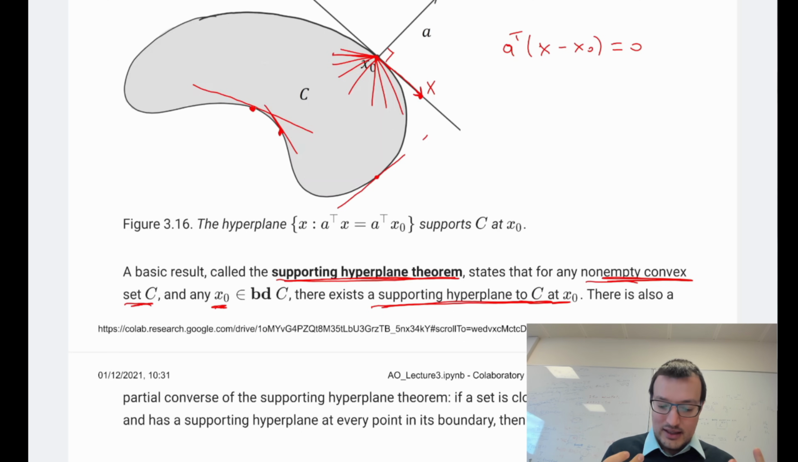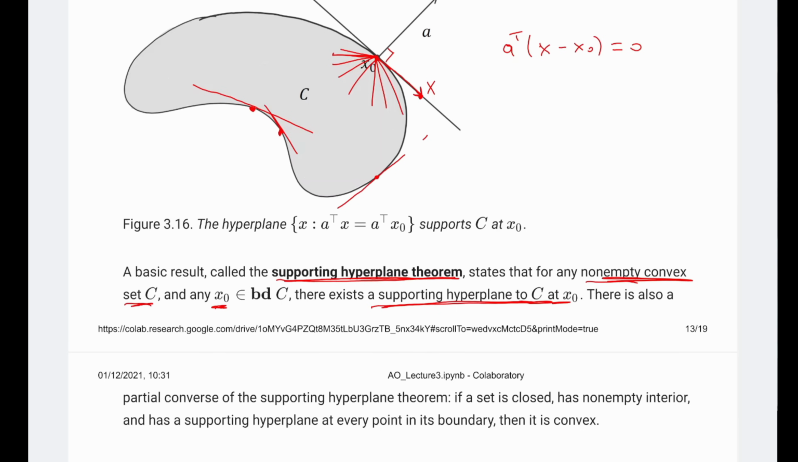There is some partial converse of the supporting hyperplane theorem, and again, in general, the converse of these theorems does not hold unless we add additional conditions. And here, one formulation of the converse, because again, at the moment in which we add additional conditions, we have a choice of what conditions to add. One possible converse is the following: if a set is closed, has non-empty interior, and has a supporting hyperplane at every point of its boundary, then this implies that it's convex.